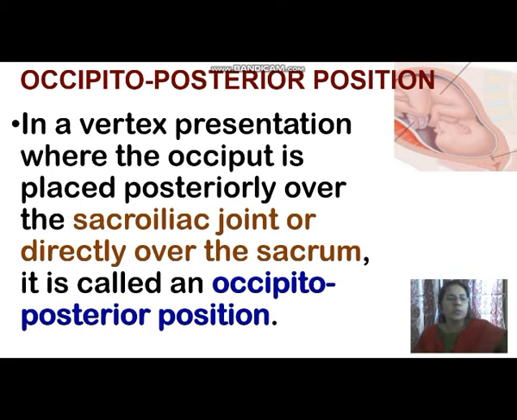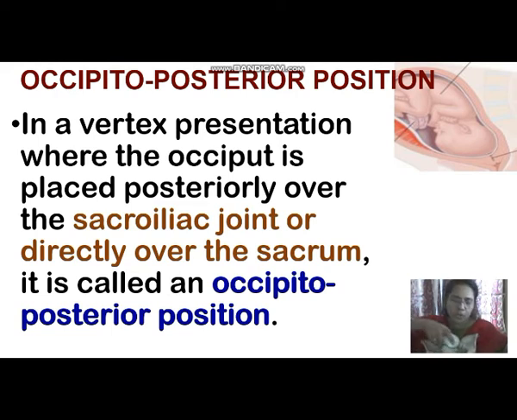Occipital posterior position means when the occiput... Vertex presentation means when the head is in the lower position, that is a vertex presentation. So when the occiput lies posteriorly over the sacroiliac joint, when the occiput points towards the sacroiliac joint directly over the sacrum, it is called the occipital posterior position. You can see this is the occiput.